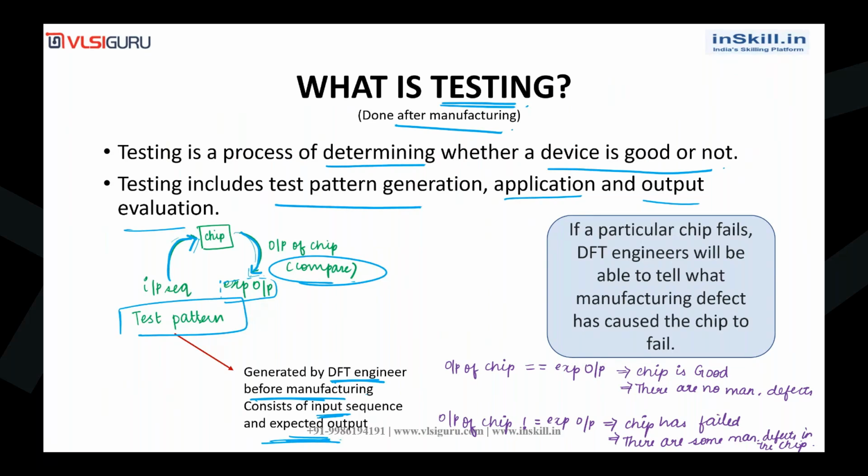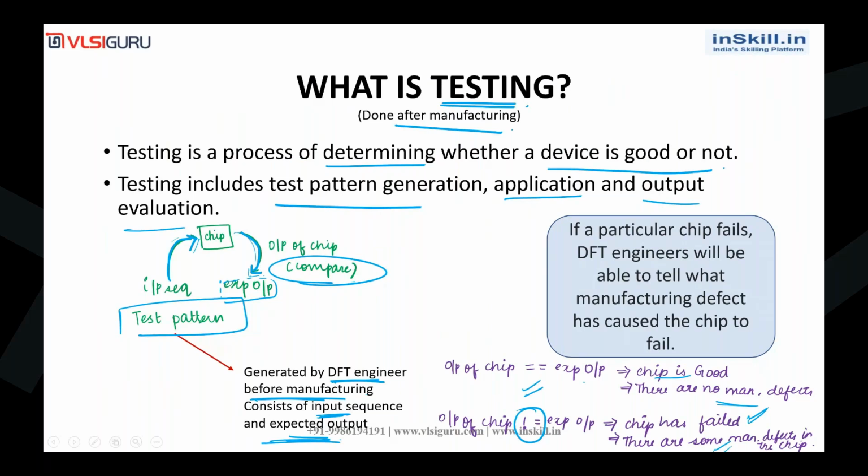If the output of the chip is equal to the expected output, it means that the chip is good. There are no manufacturing defects. Now, if the output of the chip is not equal to the expected output, it means that the chip has failed. So there are some manufacturing defects in the chip.